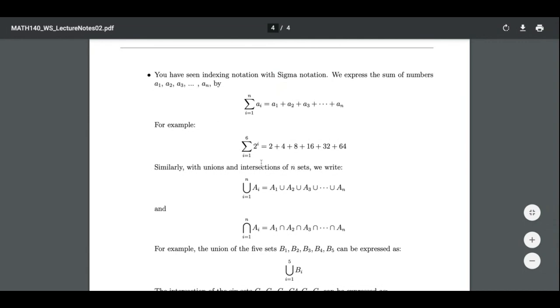One example is this. We want to add up 2 raised to i, where i goes from 1 up to 6. That means we want to add up 2 raised to 1, 2 raised to 2, 2 raised to 3, 2 raised to 5, 2 raised to 6.